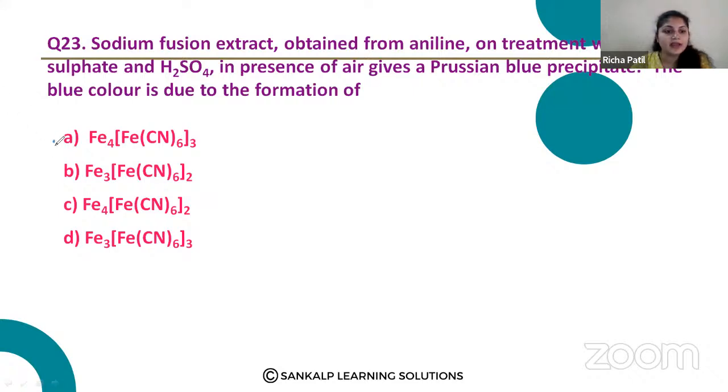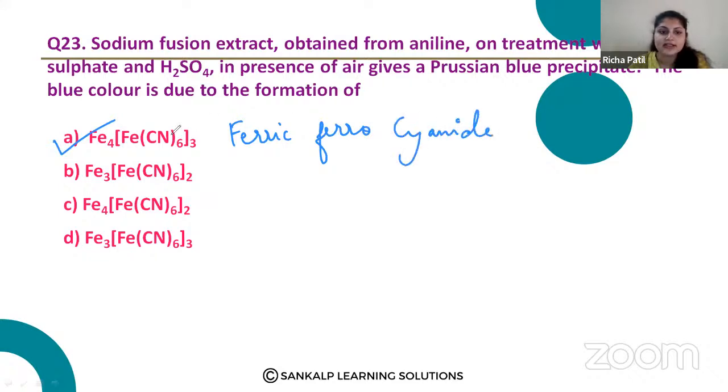It is A. It is ferric ferrocyanide. Remember this? Ferric ferrocyanide. So this is the correct answer. Sodium fusion extract obtained from aniline, when treated with iron sulfate and H2SO4 in the presence of air, gives you what? It gives you Prussian blue. This is the second one.